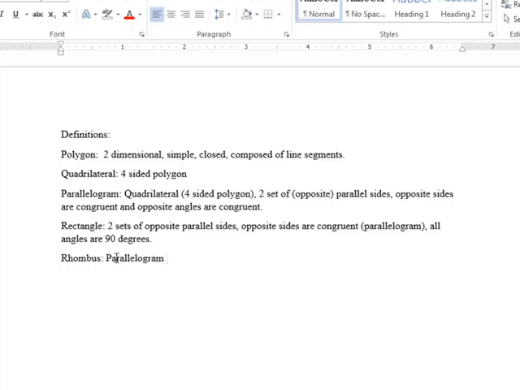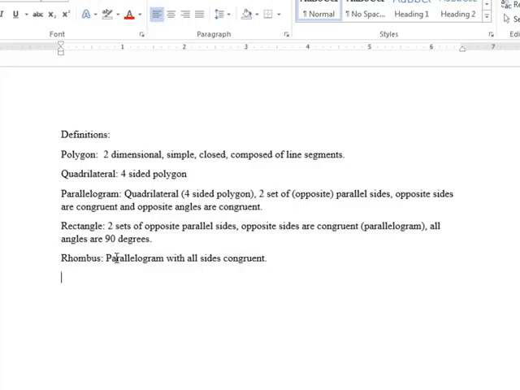What is the extra definition of a rhombus that goes beyond just a parallelogram? All sides are congruent. With all sides congruent, right? Okay? Does that cover everything? Okay, give me another category of quadrilateral.